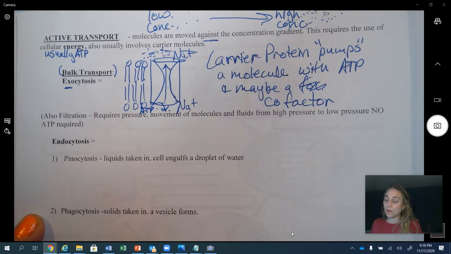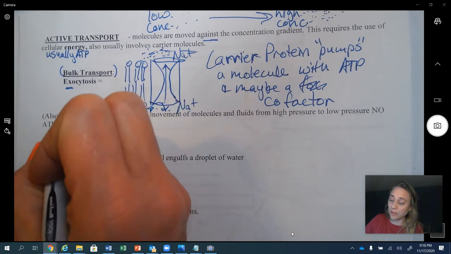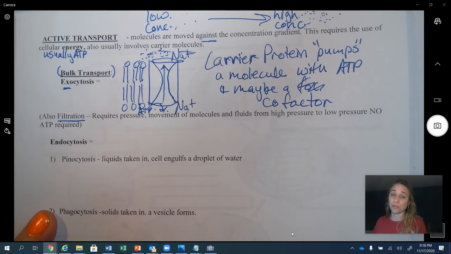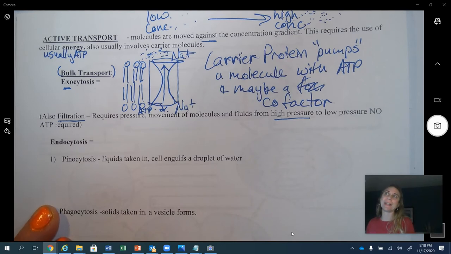I'm going to do a side nod to filtration. Filtration is how your kidneys get rid of the majority of the non-cellular material in your blood so that they can grab back what they need. It pushes plasma, dissolved molecules and small particles through with the help of blood pressure. And of course, blood pressure is energy. We had to put energy into the system.